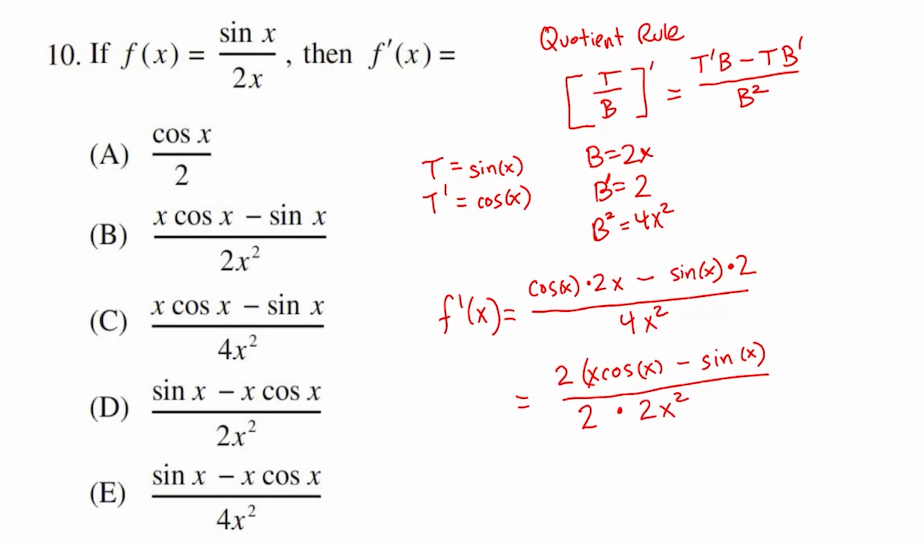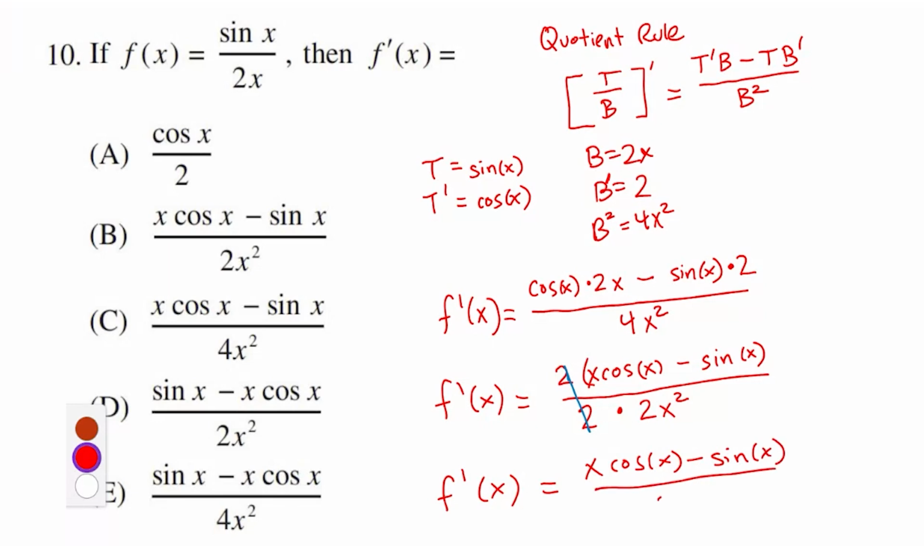Now we see that we've got that factor of 2 that we can reduce to 1 and write our final answer here for f prime of x, which is the derivative of f: x cosine x minus sine x over 2x squared. So our answer here is B.